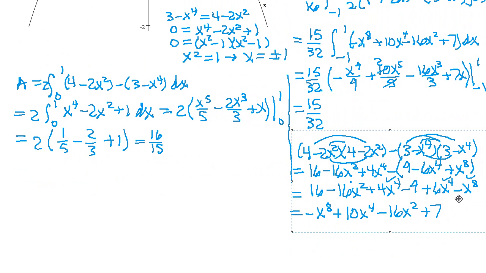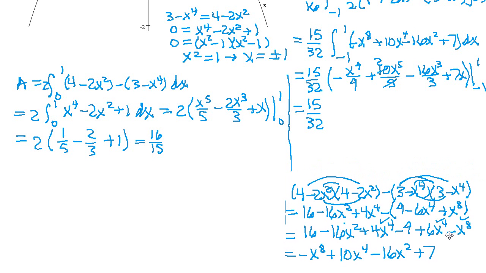Scoot our work out of the way here. And then let's see here. If we plug in a 1, we will get -1/9 plus 2 times 1 to the 5th, so plus 2 minus 16/3, because 1 cubed is 1, and plus 7.